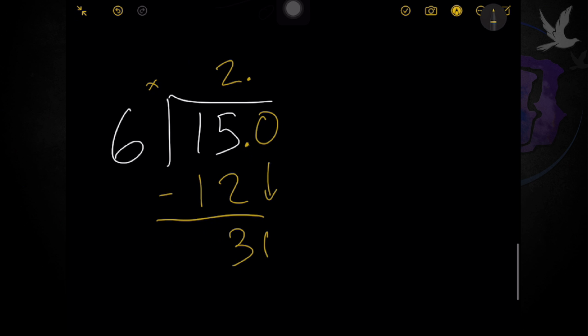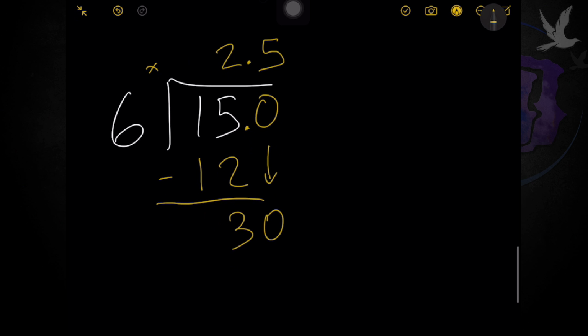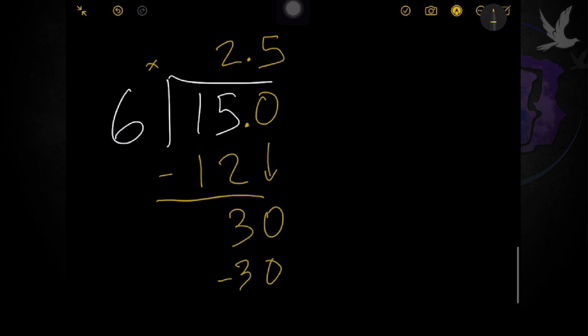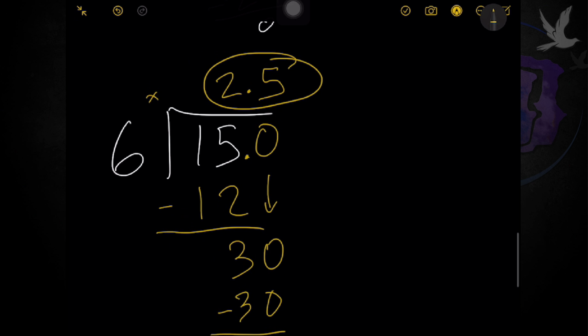Bring down 0, 30. 30 divided by 6 will give us 5. 5 times 6 will give us 30. Which makes our answer now as 2.5. Again, once you're dealing with division na decimal, you don't stop sa remainder. There's no such thing as remainder when it comes to decimal places. Okay? In terms of dividing.